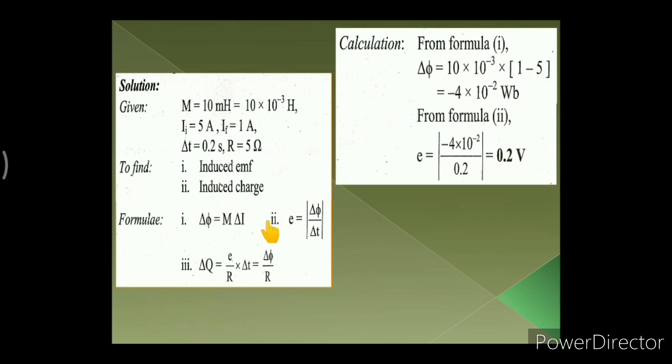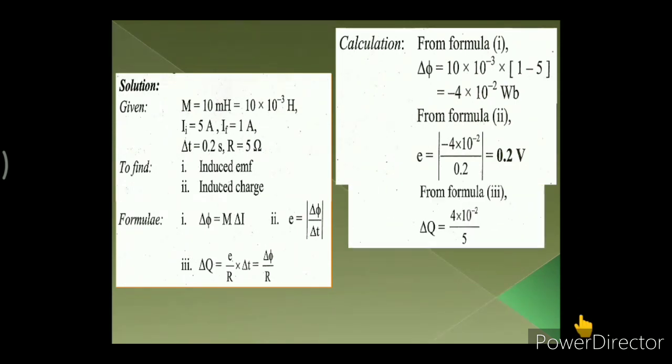Then by using the second formula, we determine the EMF induced in the other coil when this much change in flux takes place. The magnitude of the EMF induced is the modulus of delta phi upon delta t, so the modulus of minus 4 into 10 raised to minus 2 upon 0.2. When we calculate it, we get the positive value only. So the EMF induced in the other coil when the current changes from 5 to 1 ampere in 0.2 second is 0.2 volt.